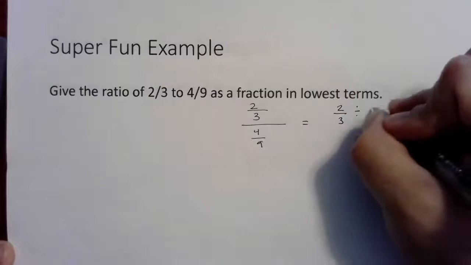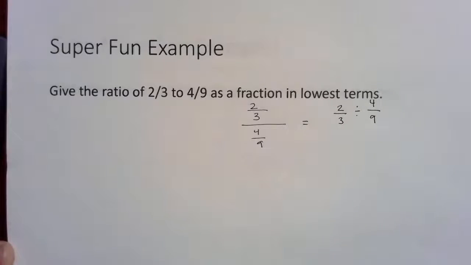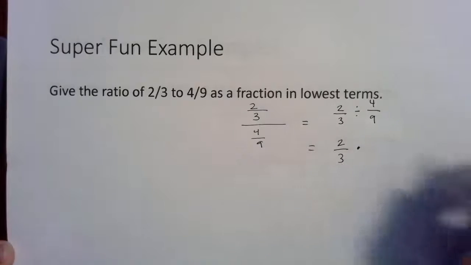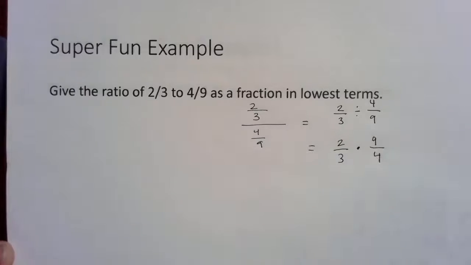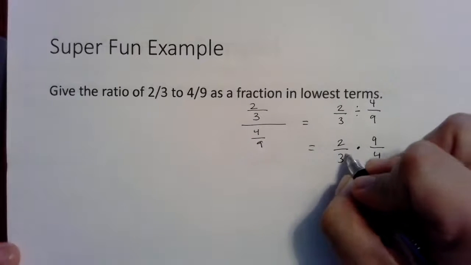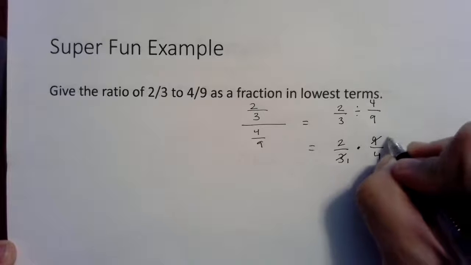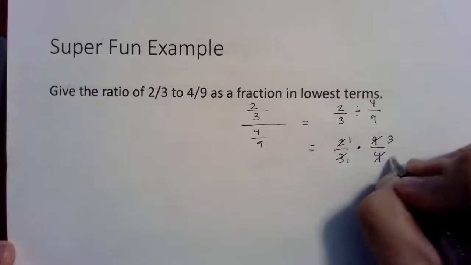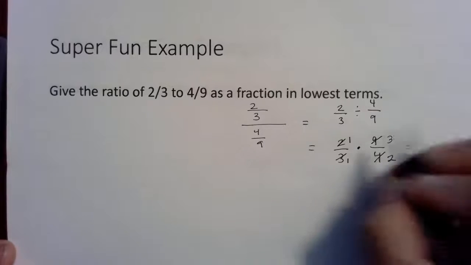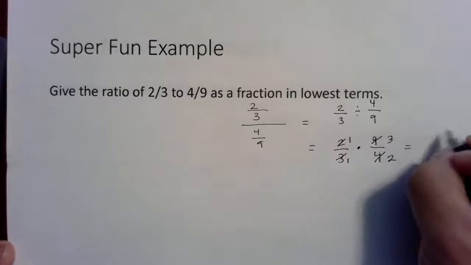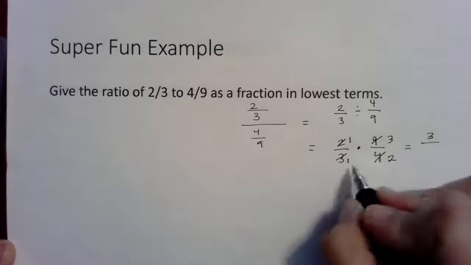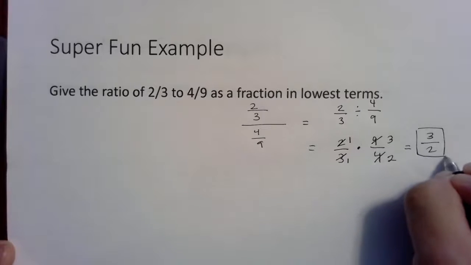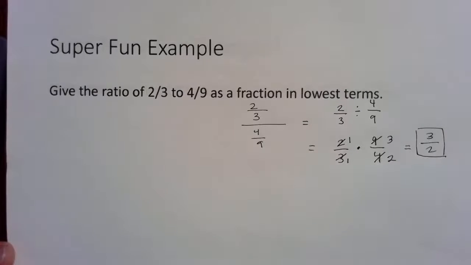So 2/3 divided by 4/9. We know how to solve this from last time. Keep, change, flip. Then 3 goes into itself once, 3 goes into 9 three times, 2 goes into itself once, 2 goes into 4 two times. Multiplying across the top, 1 times 3 is 3, and on the bottom 1 times 2 is 2, so this is 3/2, and that is it.